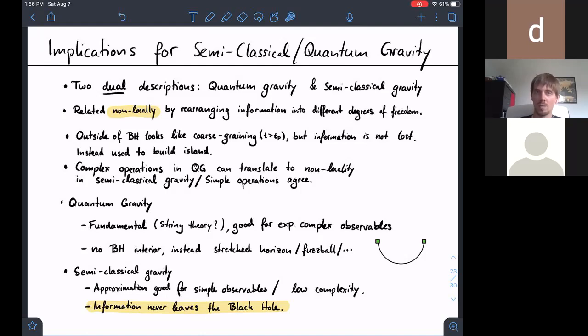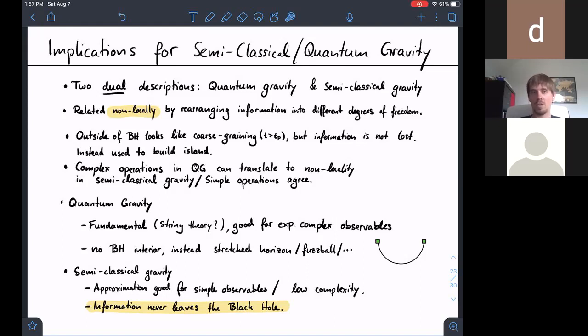Now, from the point of view of semi-classical gravity, the outside of the black hole, at least after Page time, just looks like a coarse-grained state. But in fact, this information is not lost. It's just been used. The complex information this region would contain in quantum gravity has been used to reconstruct the black hole's interior, or the island. And then, again, as we've seen in the previous example, one should expect that complex operations in quantum gravity can translate non-locally in semi-classical gravity, and we've seen the examples of von Neumann entropy and also complex operations.